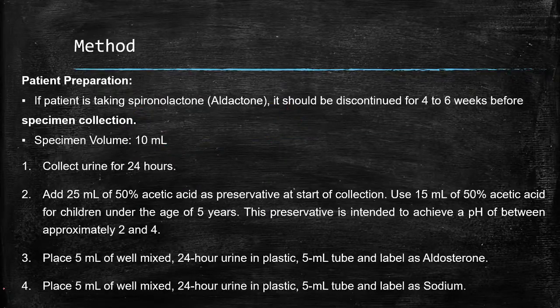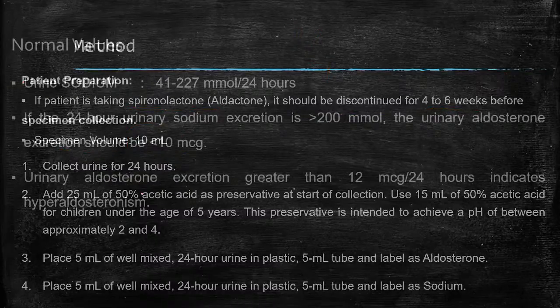While collecting the sample for this, the first thing is patient preparation. If the patient is taking spironolactone, a potassium sparing diuretic, it should be discontinued for 4 to 6 weeks before the test is performed. A 10 ml urine sample is used in the test. This test is a 24-hour urine sample technique. So first the 24-hour urine is collected, out of which 10 ml is taken for the test.